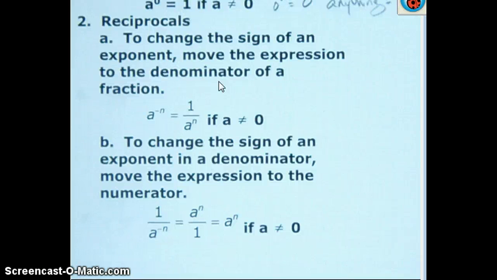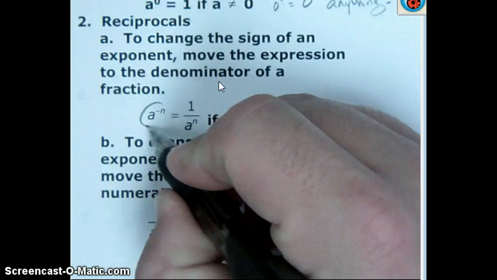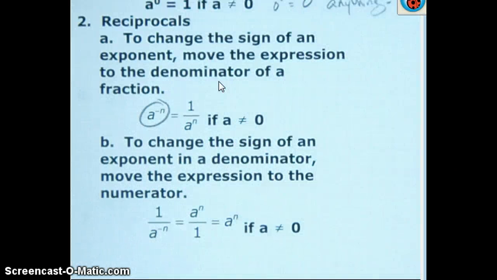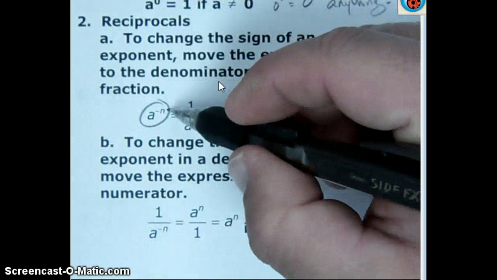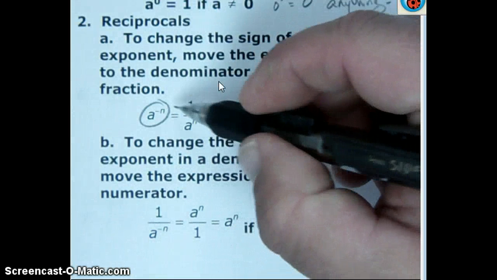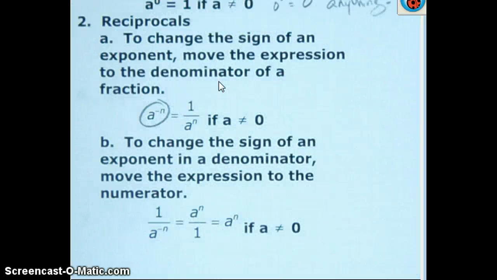Alright, basically this happens when you have a negative exponent. You see right here this situation? I have a to the negative n. Whatever number could be that exponent. If it's negative, that's a problem. You can't have negative exponents. Well, to change the sign of an exponent, you move it down to the bottom of a fraction, or to the other side of the fraction. That's called a reciprocal. Alright?